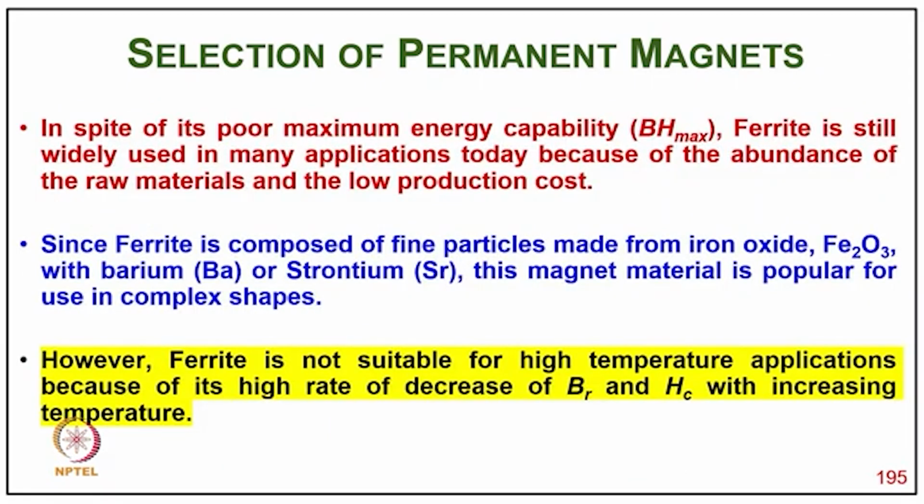In spite of its poor maximum energy density BH max, ferrite is still widely used in many applications today because of the abundance of raw material and the low production cost. Ferrite is composed of fine particles made up of iron oxide Fe2O3 with barium Ba and strontium Sr. This magnet is popularly used in complex shapes.